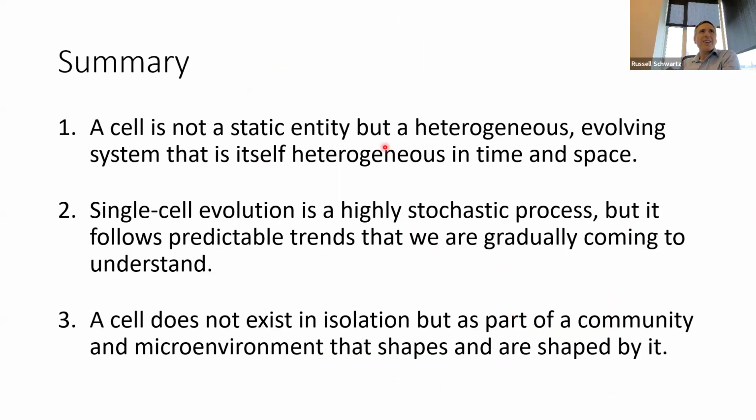So just to summarize here, I'd like to say that three key points that I draw from the cancer research that I think will apply to any cell population and hopefully give you some useful guidance for designing a cell is, first of all, that a cell is not a static entity. It's going to be a heterogeneous evolving system that is heterogeneous in time and space. That evolution is a highly stochastic but somewhat predictable process. And understanding this process requires understanding that cells don't exist in isolation. They're parts of communities and environments, and they influence those communities and environments and are influenced by them.